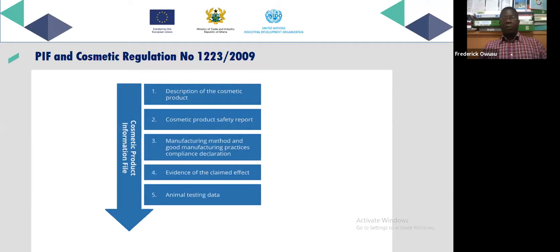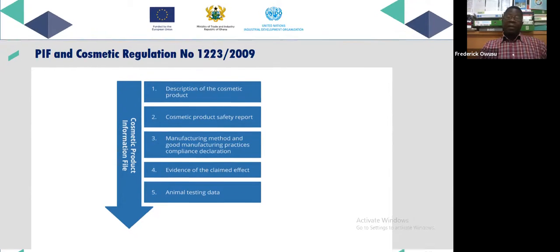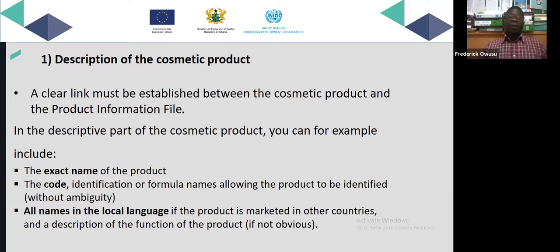The fifth part, we talk about the assessment, which is the animal testing data. This is another challenge that we may have to tackle. So now let's look at the details of the 5 sessions that we've mentioned earlier. There should be the description of the cosmetic product. What do you mean by that?